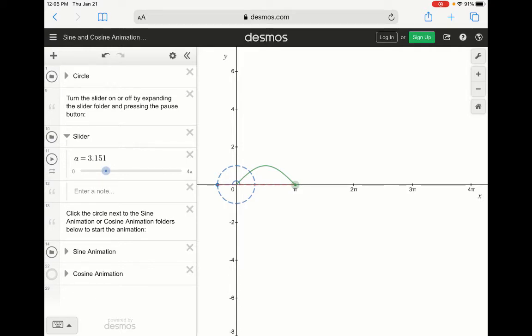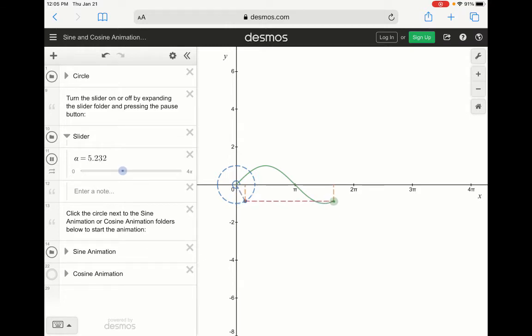Let me go a little bit more here and try to stop halfway. Oops, right about here. So again, if we think about the unit circle, now we're talking about 3 pi over 2 radians, or 270 degrees. So again, if we look at where that green dot is, the x value is at 3 pi over 2, but now the y value of that green dot is -1. And that's because sine of 3 pi over 2 is -1.